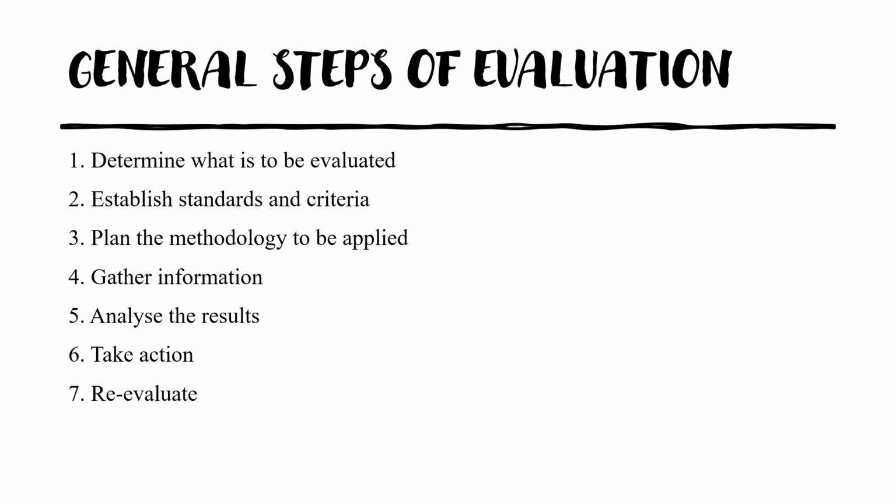What are the general steps of evaluation? These are the general steps that should be taken if you are going to evaluate a program. Number 1, determine what is to be evaluated; establish standards and criteria; plan the methodology to be applied; gather the information; analyze the results; take action; and re-evaluate if the program is not satisfactory.